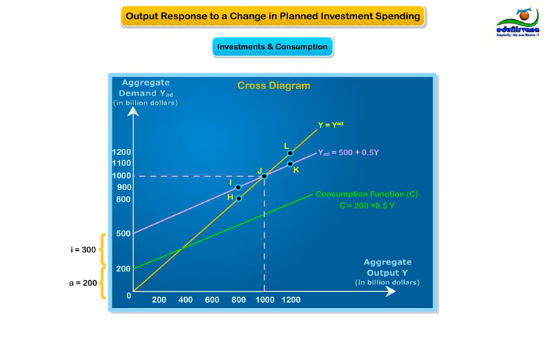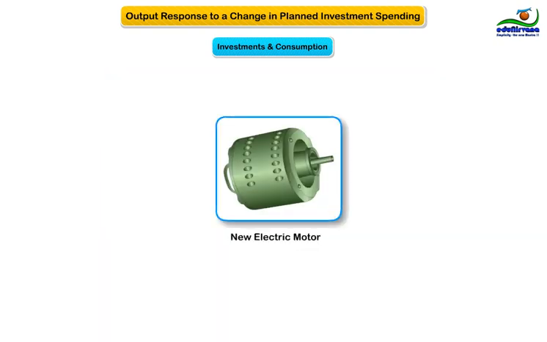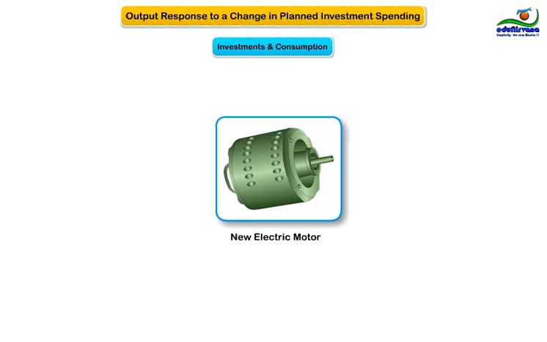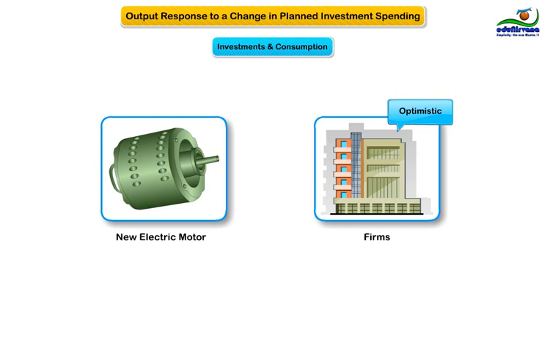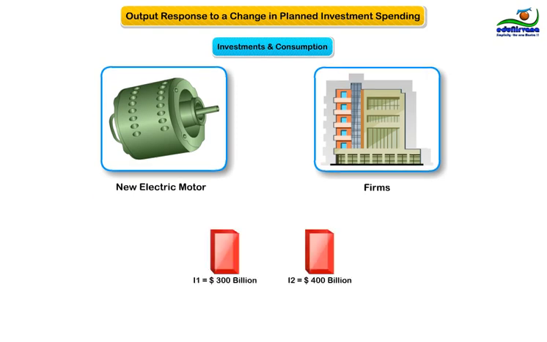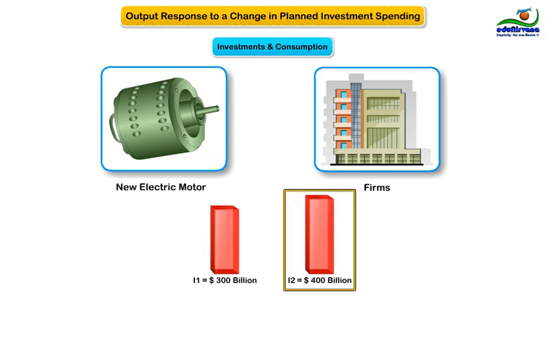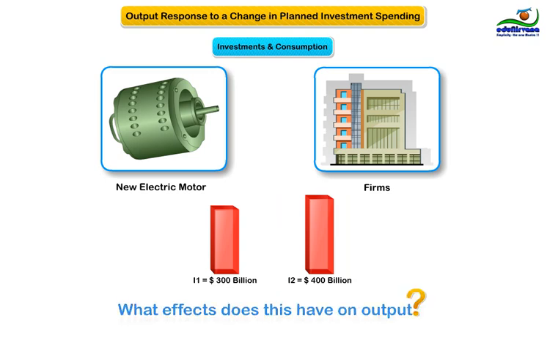Suppose that a new electric motor is invented that makes all factory machines 3 times more efficient, because firms are suddenly more optimistic about the profitability of investing in new machines that use this new motor. Planned investment spending increases by $100 billion from an initial level of I1 equal to $300 billion to I2 equal to $400 billion. What effect does this have on output?